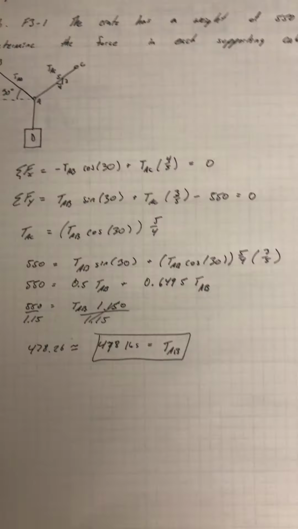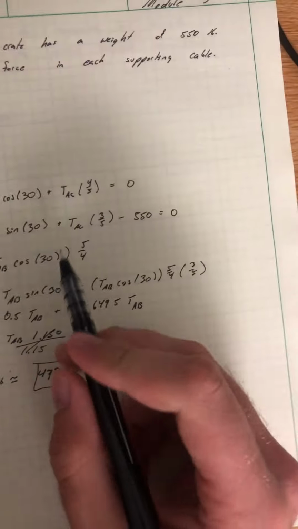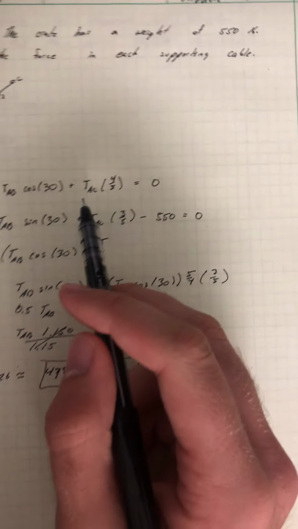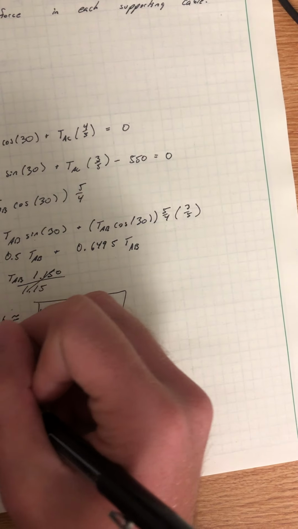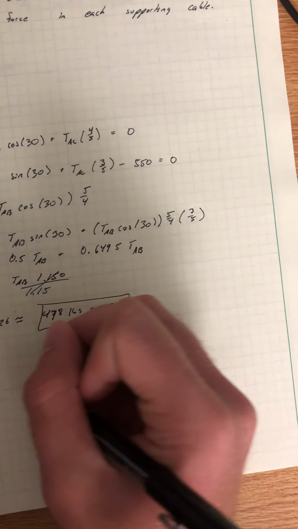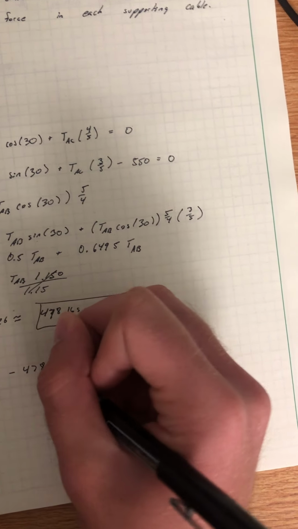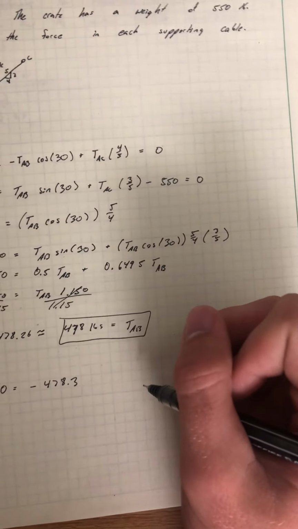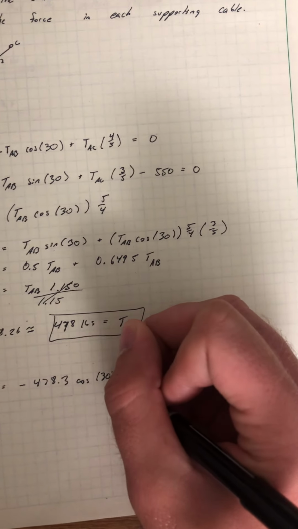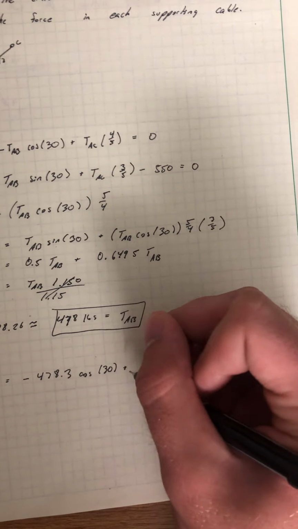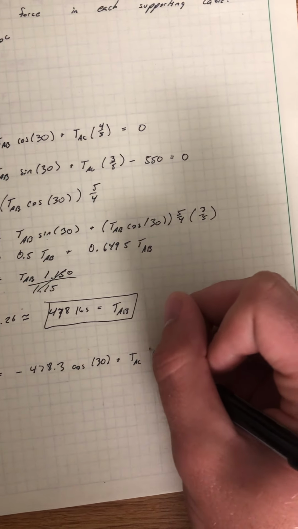Now that we found our tension of AB, we can plug it into our original equation and solve for tension of AC. So now it will look like this, where 0 equals negative 478.3 cosine of 30 plus the tension AC times 4/5.